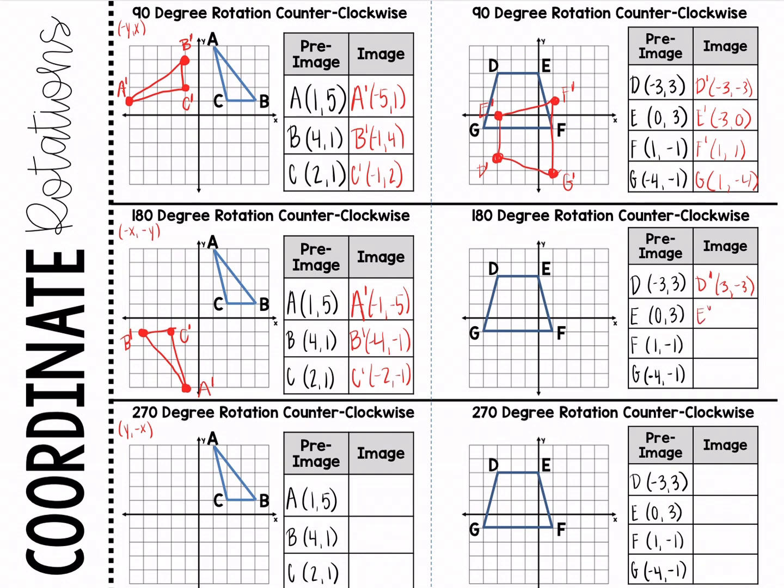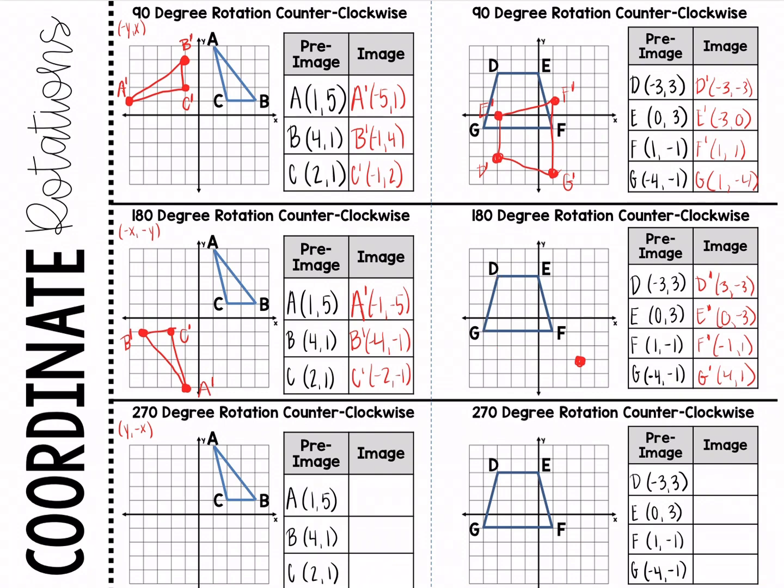E prime is going to be 0, negative 3. F prime is going to be negative 1, 1. And G prime is going to be 4, 1. So now let's graph. So D prime is 3, negative 3. So let's go to 1, 2, 3, down 1, 2, 3. So there's D prime. So think about it. I'm rotating this point 180 degrees.